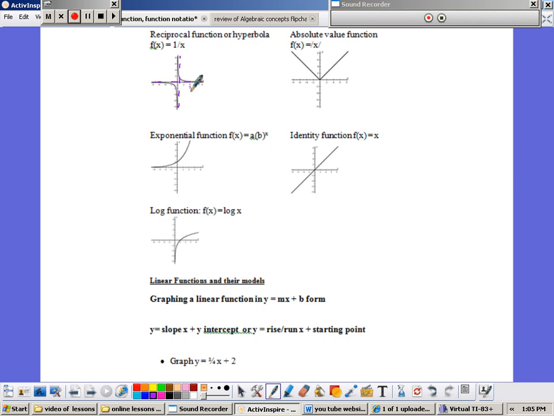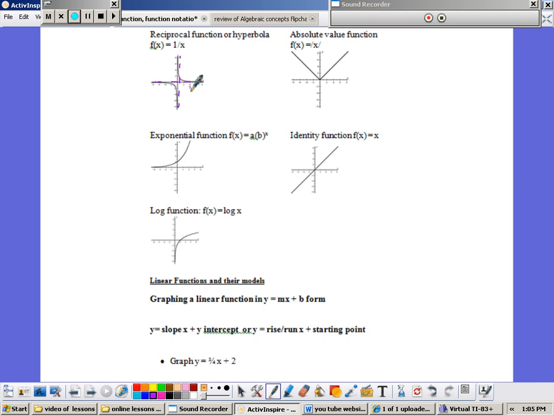The exponential function, y equals a times b to the x. The identity function is y equals x. And the log function is y equals log of x. Through this whole course, we're going to be talking about almost all of these parent graphs, so you can always turn back and look at these parent graphs from this page. Right now we're going to concentrate on linear functions.